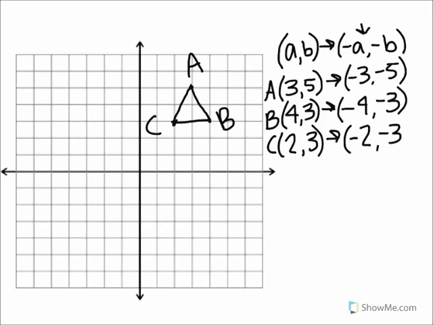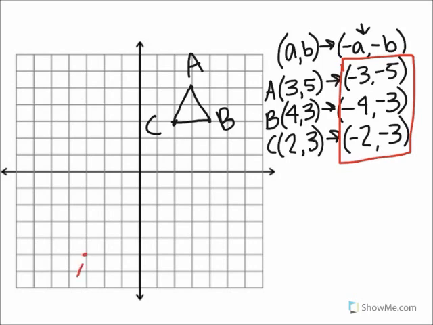Now we have to graph it. So, we go (-3, -5). There's A prime. For B prime, we go (-4, -3), and that is B prime. And lastly, for C, we go (-2, -3), and that is C prime. And you get this figure rotated counterclockwise 180 degrees about the origin.